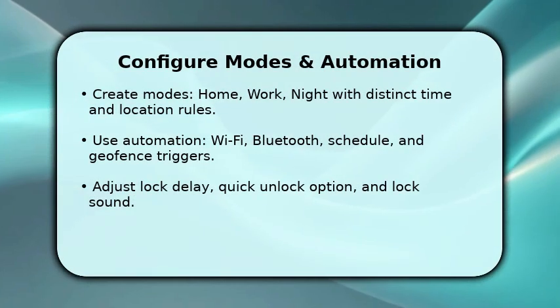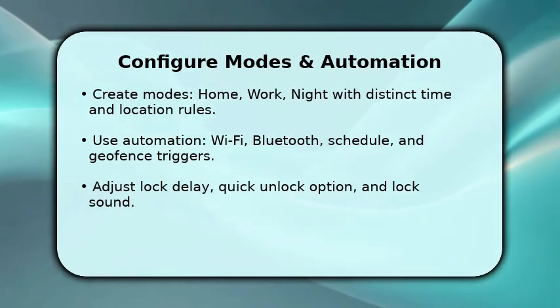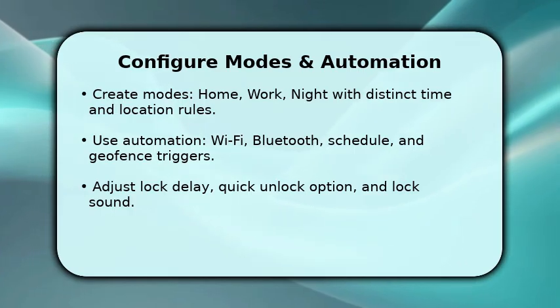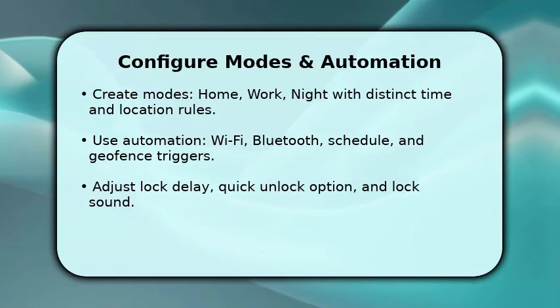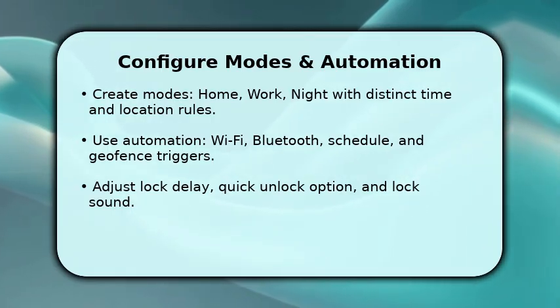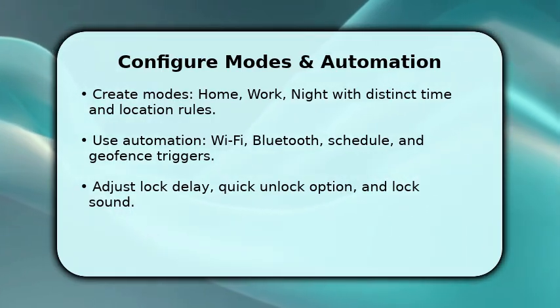You'll now configure modes and automation so HyperLock adapts to context. First, create mode profiles: home, work, night, and attach time ranges, Wi-Fi SSID, or geofence coordinates. This lets the app switch behavior automatically.